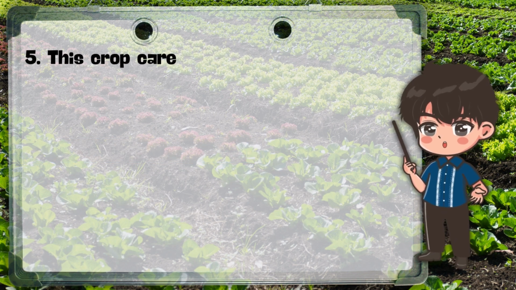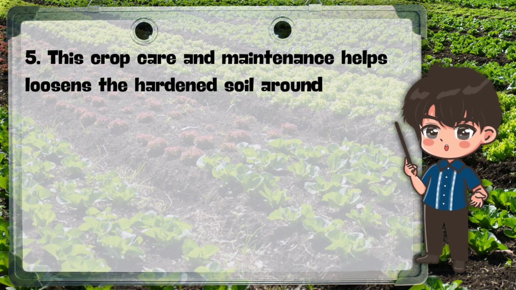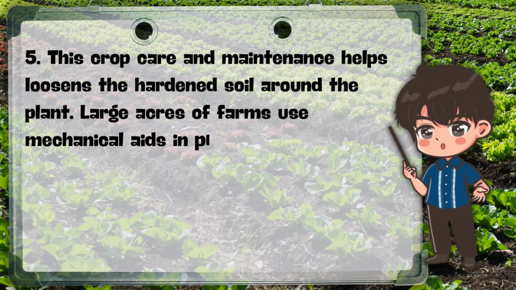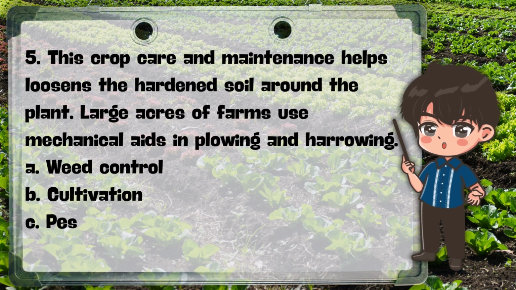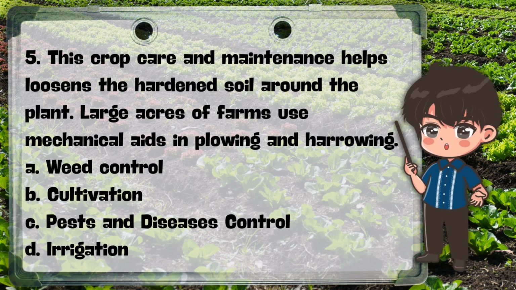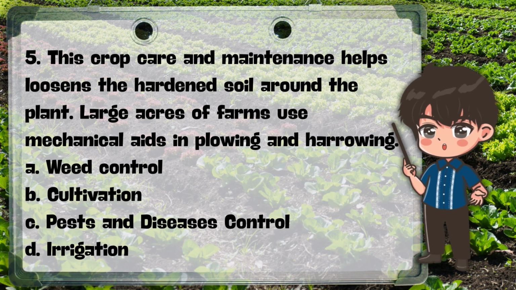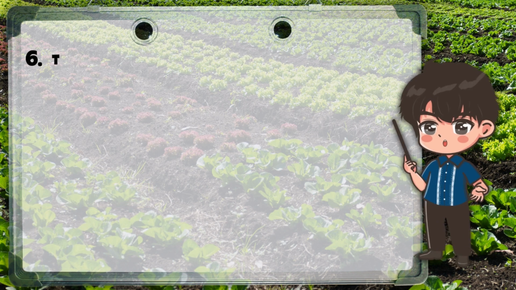Next, number 5. This crop care and maintenance helps loosens the hardened soil around the plant. Large acres of farms use mechanical aids in plowing and harrowing. A. Weed control. B. Cultivation. C. Pests and diseases control. D. Irrigation. And the answer is letter B, cultivation.